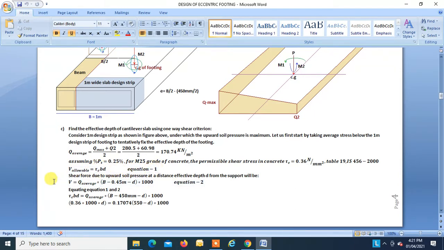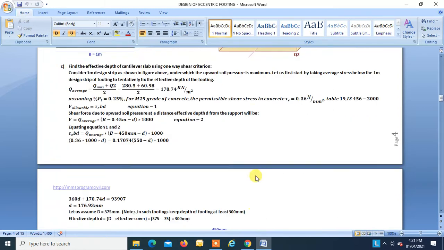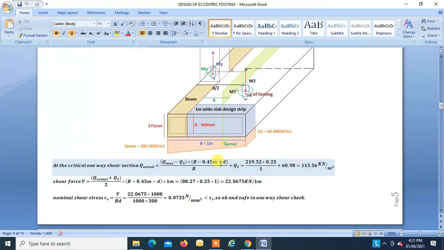Now we have to find the second equation, the shear force due to the upward soil pressure at a distance effective depth d from the support. This is just an approximate shear force which we are finding for the time being to get an effective d, because we are taking q average. So that shear force will be equal to q average into this area, since the upward pressure is acting below this area, into 1 meter.